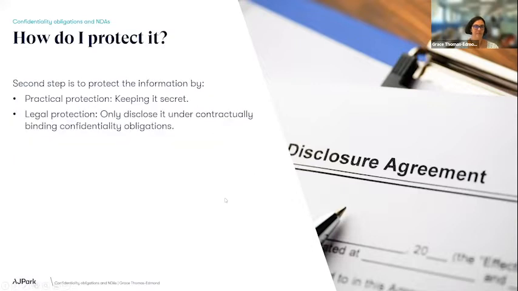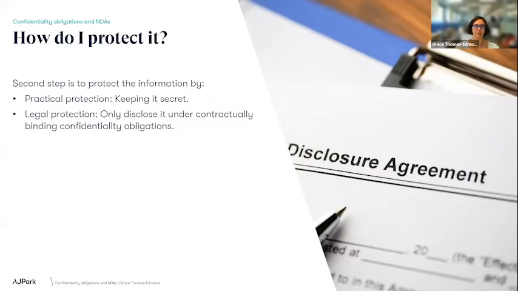So the second step is actually protecting it. And I think there's two sides to that. One is a practical one of actually keeping it secret. So, making sure that from a practical perspective, people can't see it. That might be, if you have a factory and the factory displays some of your trade secrets, limiting access to the factory. If it's more digital information, then having those controls on people's computers, so they can't actually access it and can't share it outside of your organization.